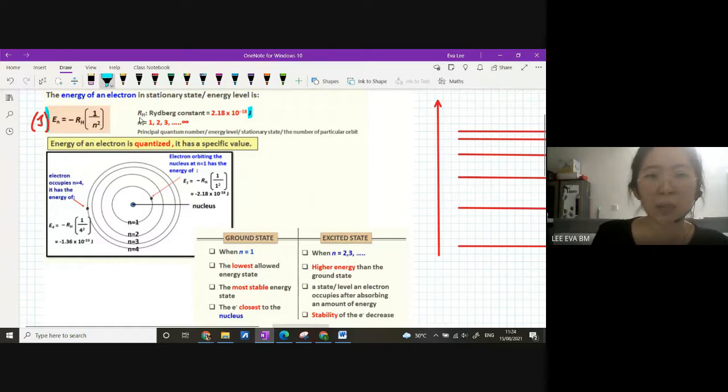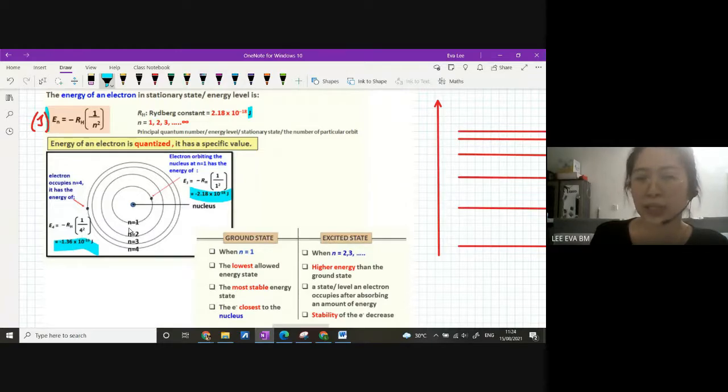So kalau awak compare dua-dua value ini, yang E4 ini adalah elektron pada energy level yang keempat. E1 adalah pada energy level yang pertama. So you can see the value. The closest to the nucleus, it experiences stronger forces of attraction. Therefore, the value is slightly higher comparing to the energy at electron at energy level 4.